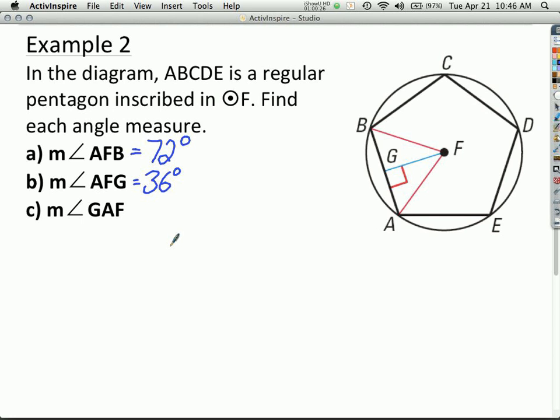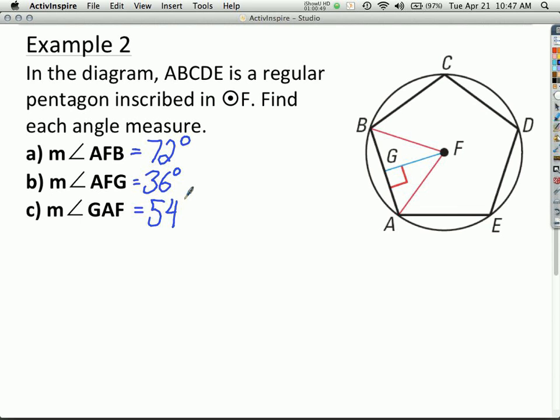And then what about the measure of angle GAF? Stephen, 54 degrees. How'd you get that? I subtracted 72 from the 180 and divided it by 2. You subtracted 72 from 180 and divided that result by 2. Very good. So what did it come out to?